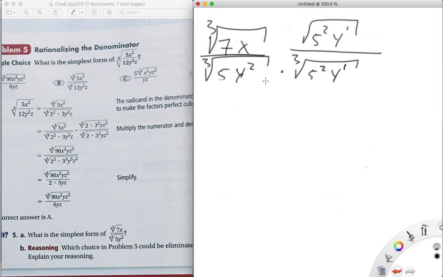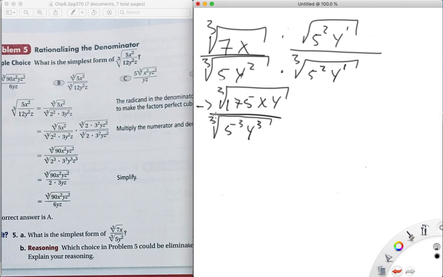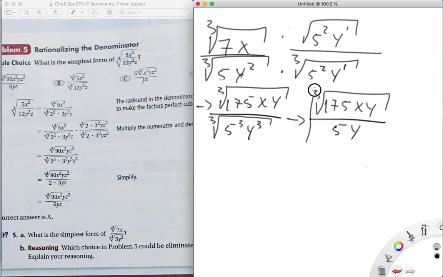So that gives me 175 times x times y, and this is being cube rooted, over 5 to the third y to the third, cube rooted, which gives me 175xy cube root over 5y. And I'm done.